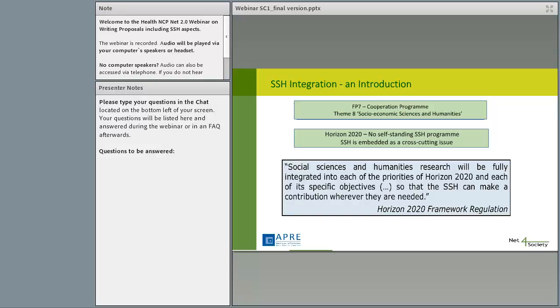So, what about the SSH integration? What is it? The social sciences and humanities research is an aspect of the research that will be fully integrated into each of the priorities of Horizon 2020 and in each of its specific objectives, so that the socio-economic sciences and humanities can make a contribution wherever they are needed. This is the definition of the socio-economic sciences and humanities provided by the framework regulation of Horizon 2020. So in Horizon 2020, we find the socio-economic sciences and humanities fully integrated in each part of the program.